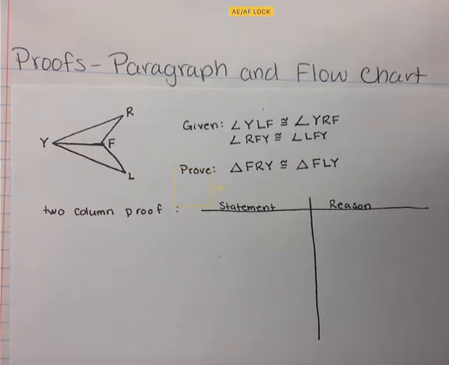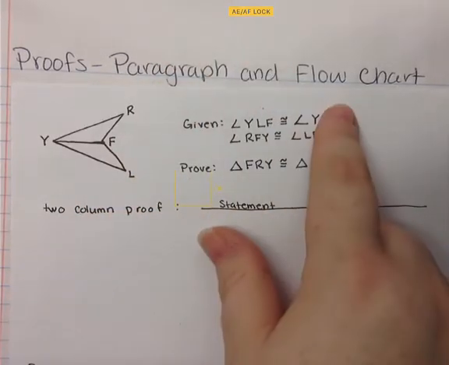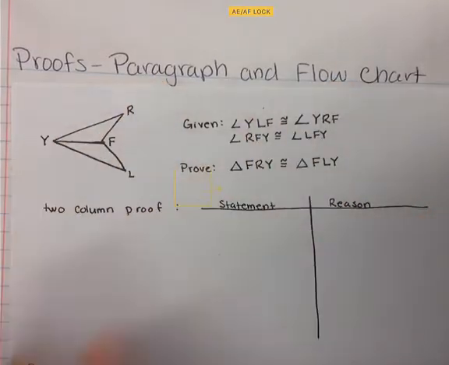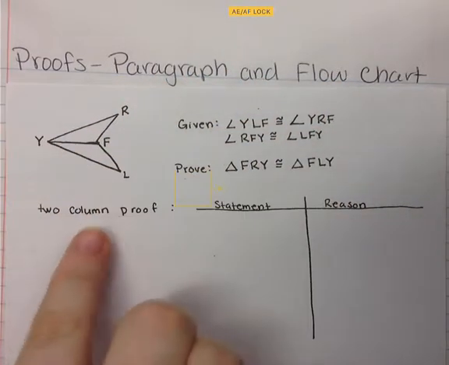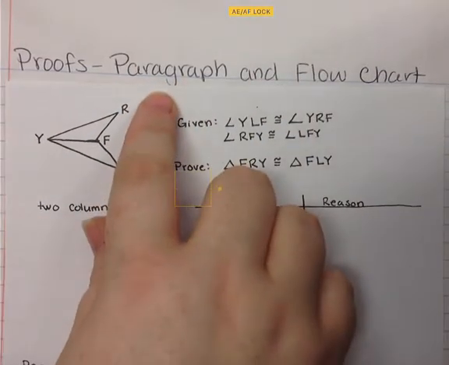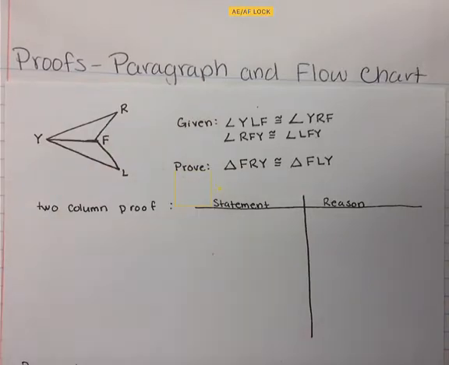This video is on proofs. I'm going to be speaking specifically about paragraph and flowchart proofs. Now, whenever we write a paragraph or a flowchart proof, I also will use a two-column proof so that I can make it. However, you do not need a two-column proof to be able to create a paragraph or a flowchart proof. A paragraph proof is basically just saying everything in a two-column proof, just in sentences.